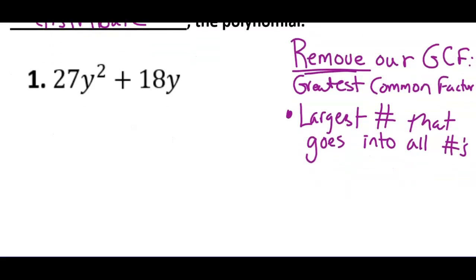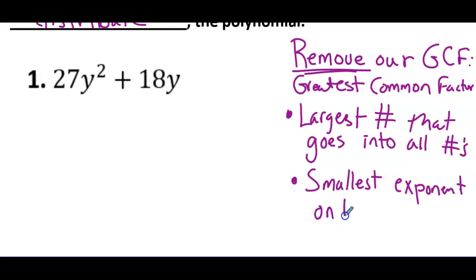You're also looking for the smallest variable, or smallest exponent on the variables. Okay, so those are what you're looking for. Largest number that goes into all numbers, and the smallest exponent on all the variables. Okay?